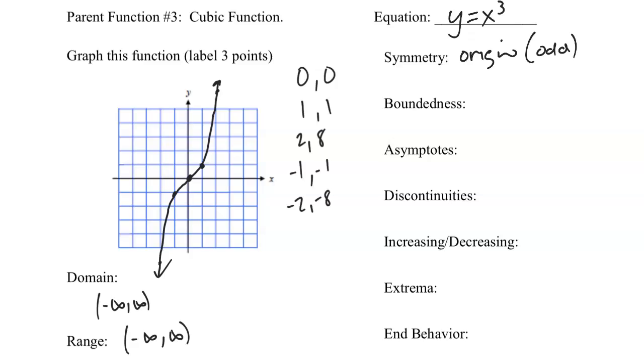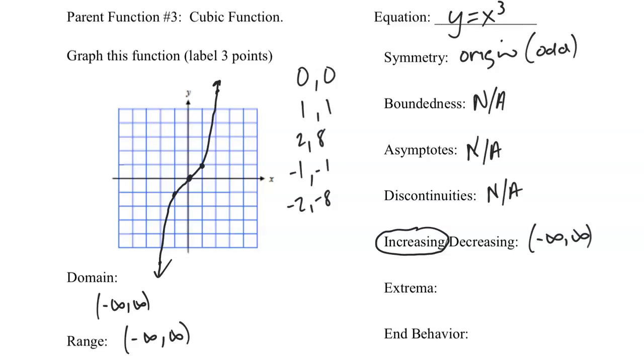It is not bounded, since the range is negative infinity to infinity. So really you could either say not applicable or not bounded there. It does not have any asymptotes, nor does it have any discontinuities. This function is always increasing on its entire domain from negative infinity to infinity. It does not have any maximums or minimums, and the end behavior is very similar to the end behavior of the linear function y equals x.